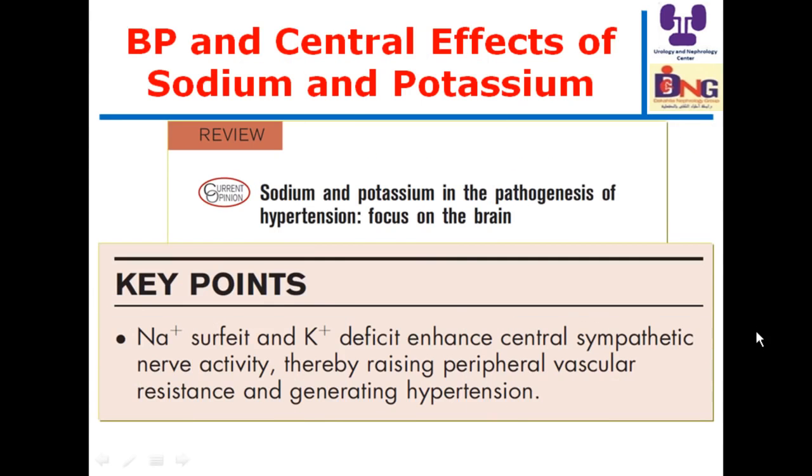It's a very interesting review that shows the important parameter, sodium excess and potassium deficit enhances central sympathetic nerve activity. This is a very interesting point because sodium excess and potassium deficiency act centrally on the brain, leading to increasing the central sympathetic nerve activity, raising peripheral vascular resistance, and generating hypertension.